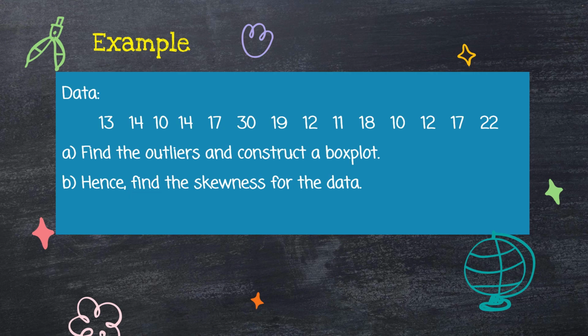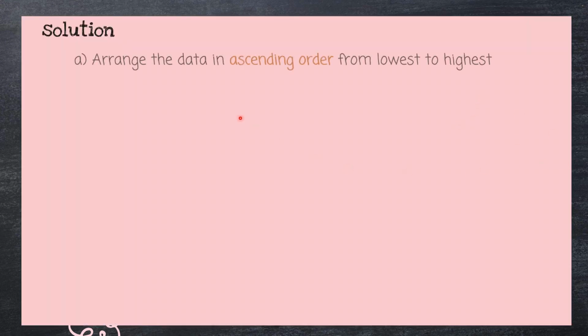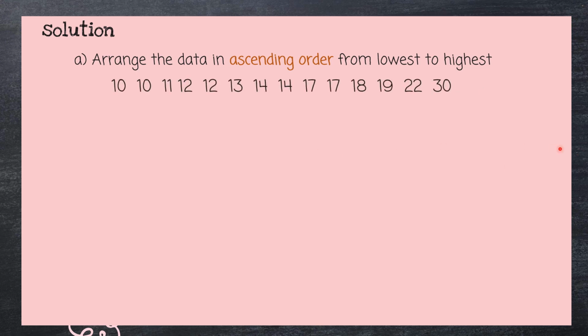Next example. Given data, find the outliers and construct a box plot. Hence, find the skewness for the data. Here is the solution of the example. In order to find the outliers and construct a box plot, first you have to arrange the data in ascending order from lowest to highest. Then find the 5-number summary.